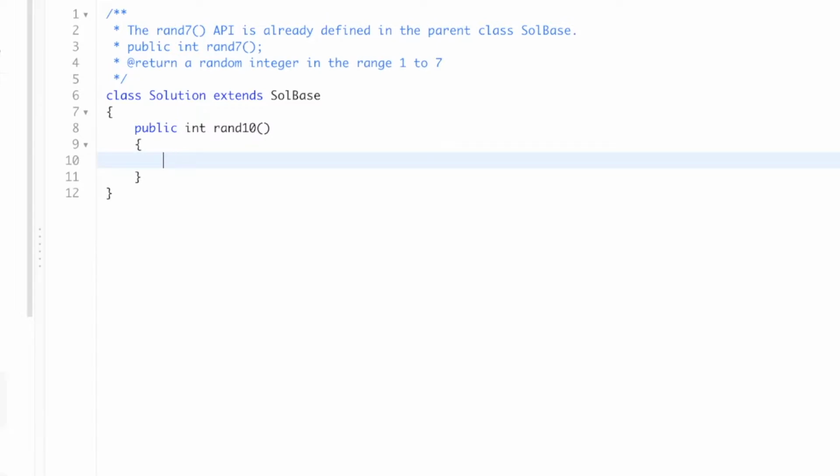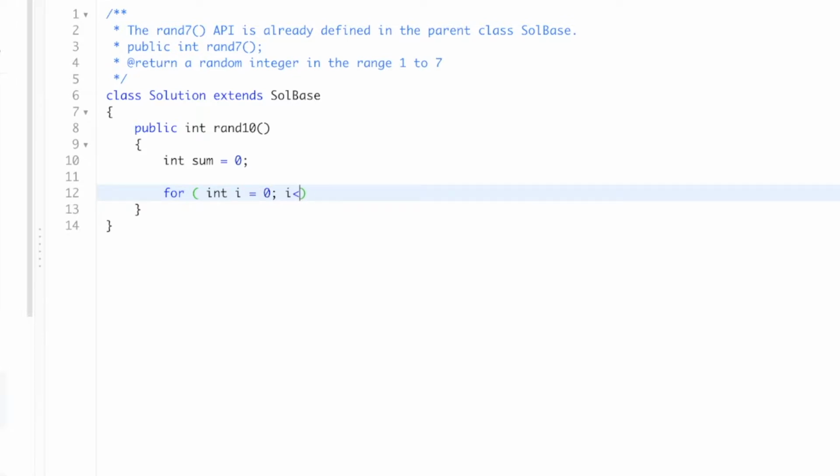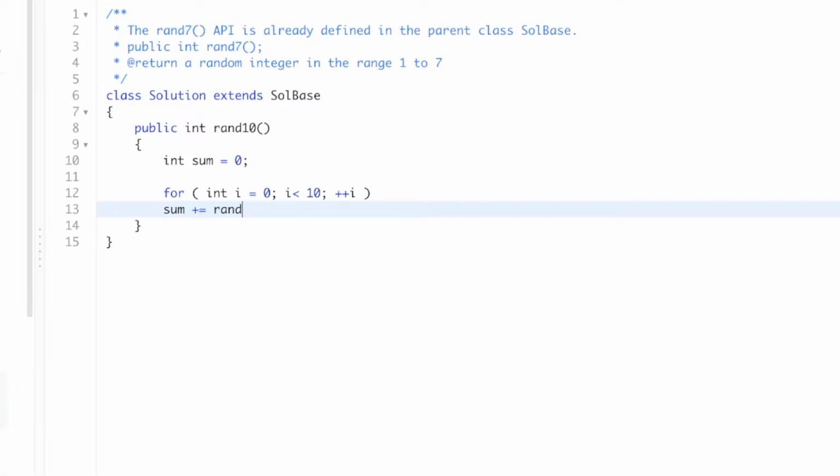When I first did this problem, I just thought, what if I just call Rand7 10 times? So let's just type that out really quick. For i less than 10, i plus plus, sum plus equals Rand7, and then return sum mod 10 plus 1, because this would give us some number between 0 and 9. But we want to return 1 to 10, so I just add 1 to put it in the range of 1 to 10. So this would work actually.